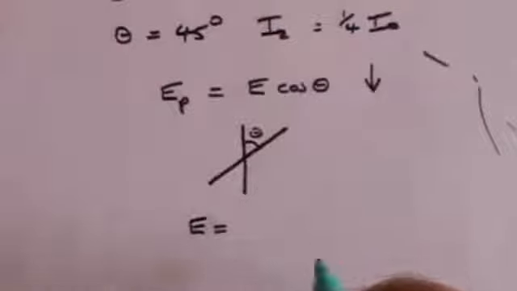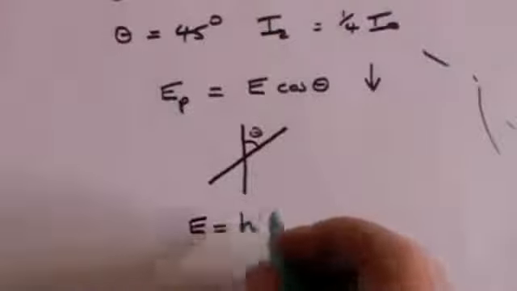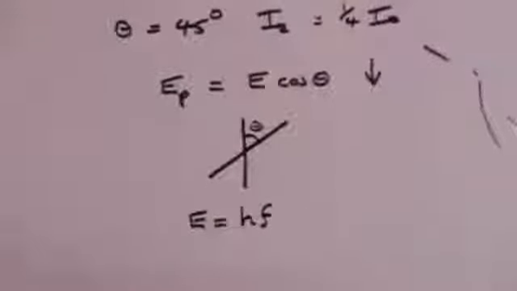Now what's wrong with that is that it suggests that the energy of the light after it's gone through the polarizer has gone down. And we know from basic quantum mechanics that light energy is carried in photons and that the energy of any given photon is equal to Planck's constant times the frequency of the light.